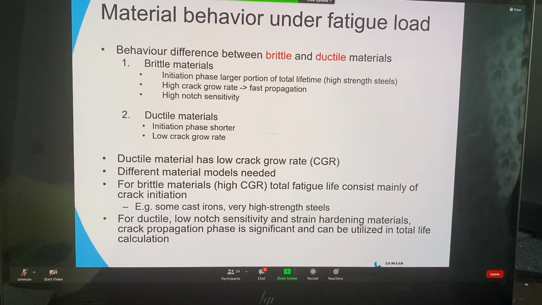You can say, for example, that S355, that is ductile for sure. And if you have a bearing steel of 100Cr6, which has a yield strength of nearly 2000 megapascals, that's for sure brittle. And there's a transition phase in between those.